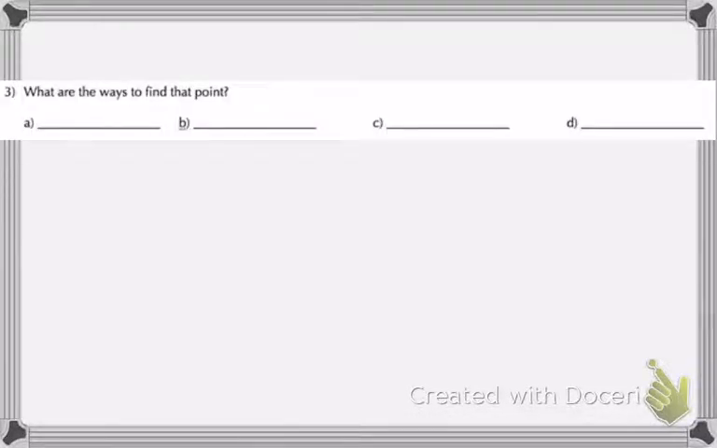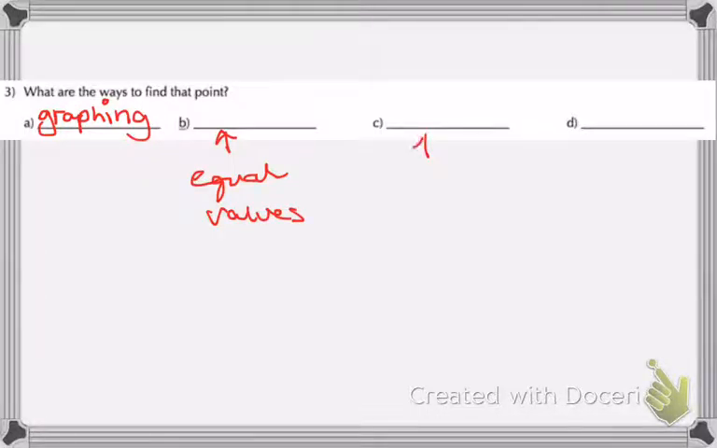So ways to find this point of intersection: we can find it by graphing, which we're going to learn about today. We can find it using what's called the equal values method, sometimes. And we can find it using substitution. And we can find it using elimination.